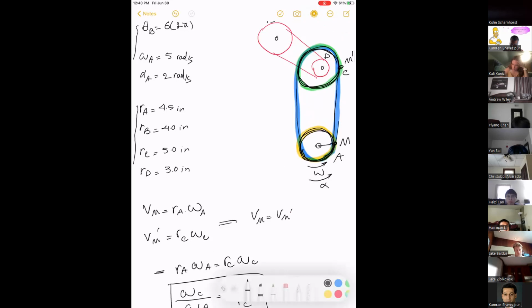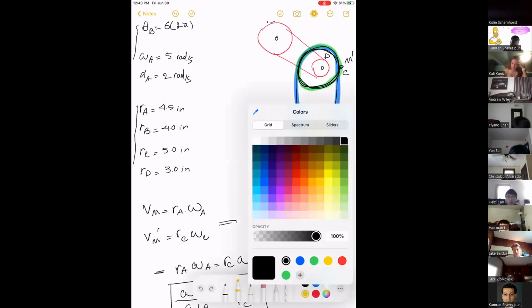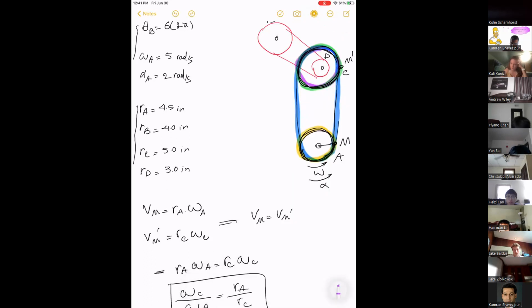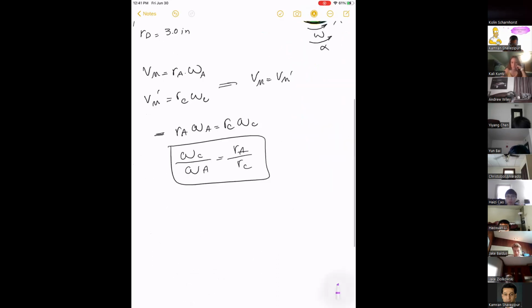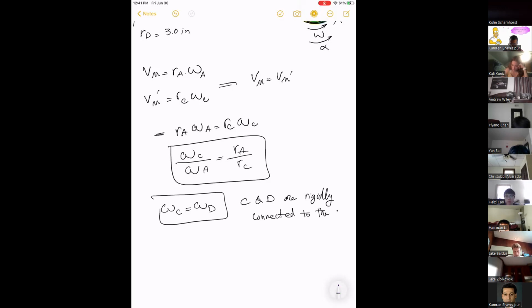Then what happens between C and D? The problem says C and D are rigidly connected together. They're technically on the same shaft, they rotate together, right? If they rotate together, therefore, omega C is the same as omega D. Right? Because C and D are rigidly connected to the same shaft or to each other. Okay?